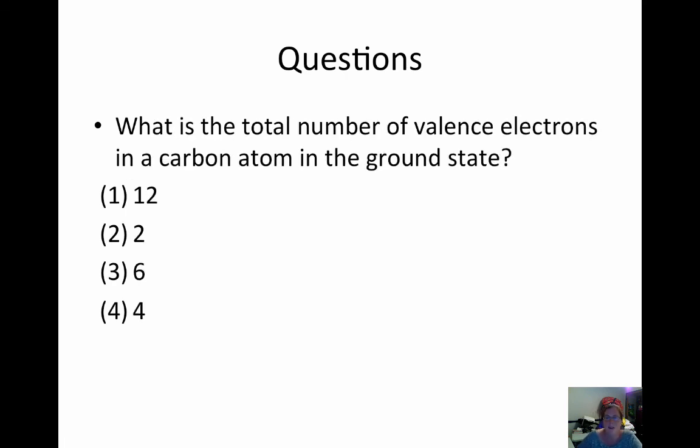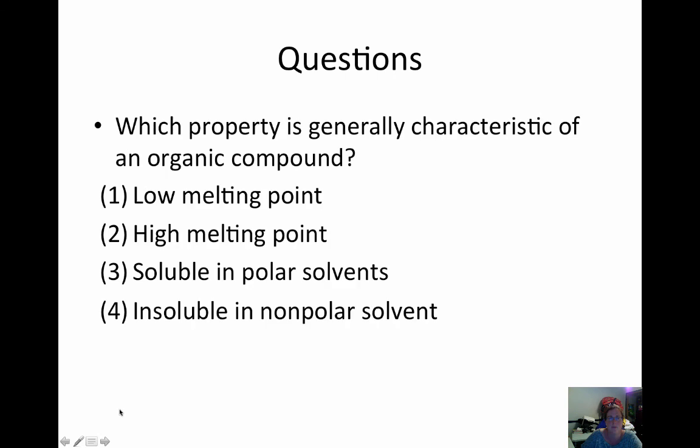The total number of valence electrons in a carbon atom in the ground state. Take a look at your periodic table, and you'll find that the electron configuration is 2-4. So it has a total of 6 electrons, but 4 valence electrons. Which property is characteristic of an organic compound? Since organic compounds are covalently bonded, they have low melting and boiling points in general. So low melting points would be a characteristic of organic compounds.